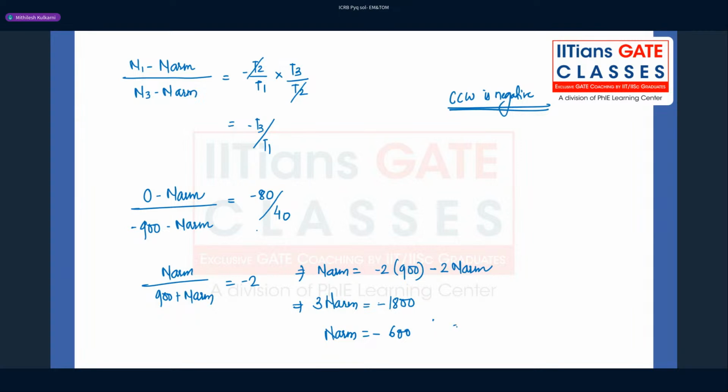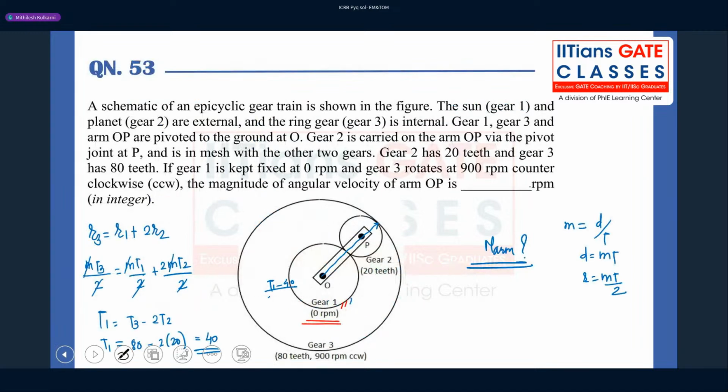So counterclockwise is the direction, and magnitude is 600 RPM. Let's see what is the option here. They are not given options. They are clearly asking us to write the integer. So 600 is the answer in this case. They are not asking us to say whether it's clockwise or counterclockwise. So the correct answer is 600 in this case.